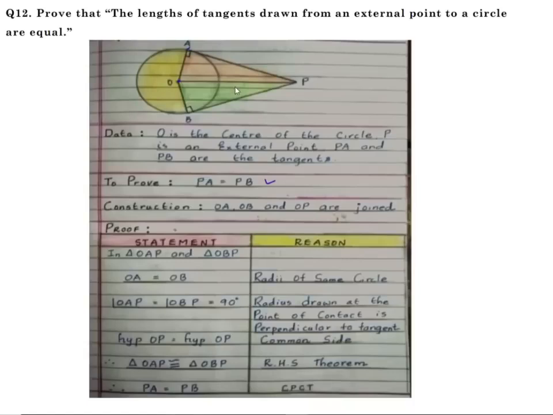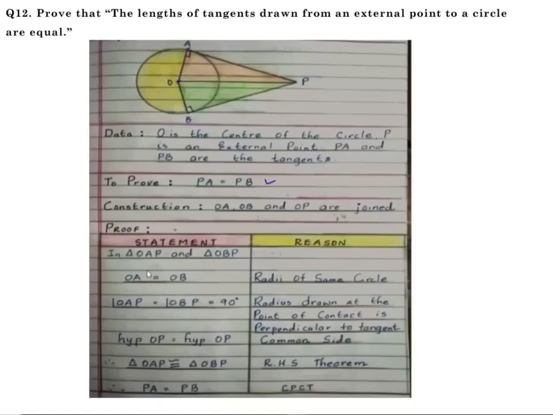So students, when you are writing the theorem, first write down the figure. Next, data. How should you write the data? The data should be written by looking at the figure and noting what data you get. That is, O is the center of the circle, P is an external point, PA and PB are the tangents. To prove: PA equals PB, that is, the lengths of the tangents drawn from an external point to a circle are equal. Construction: OA, OB and OP are joined.